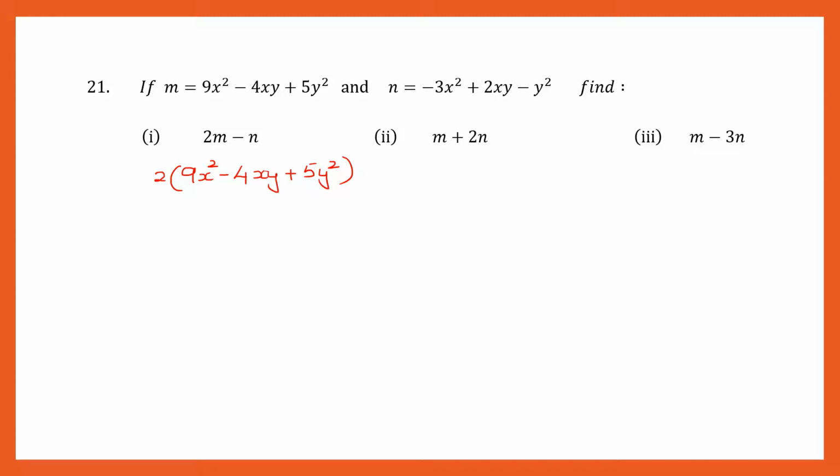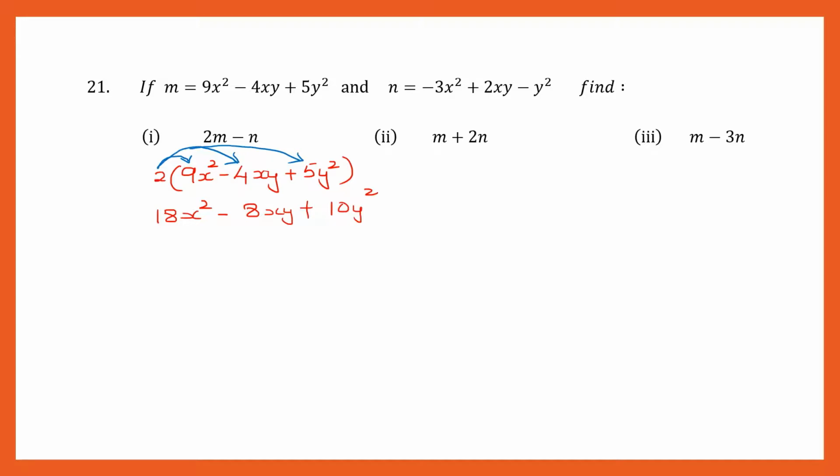Whenever you have a number before the brackets and no sign, it means you multiply with each term. So 2 nines are 18x square, minus, this time you multiply 2 with 4, 2 fours are 8xy, and again multiply 2 with 5, 2 fives are 10y square. So we got that. Now we have to write n below this.